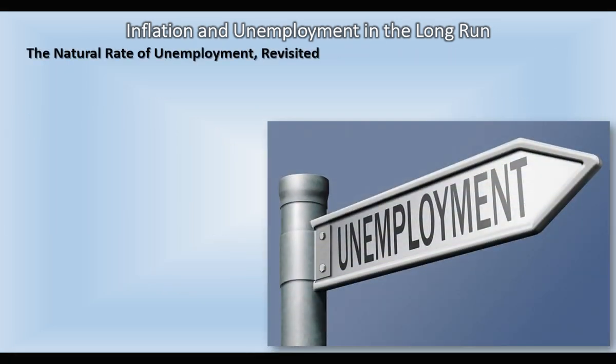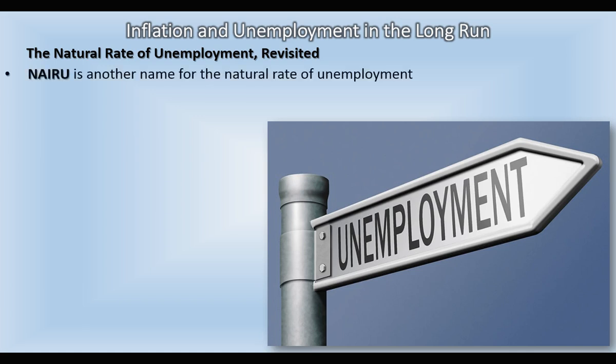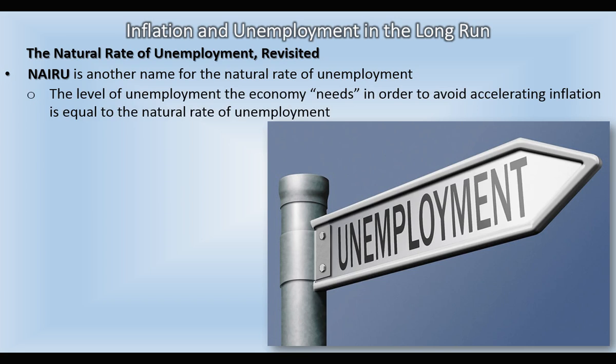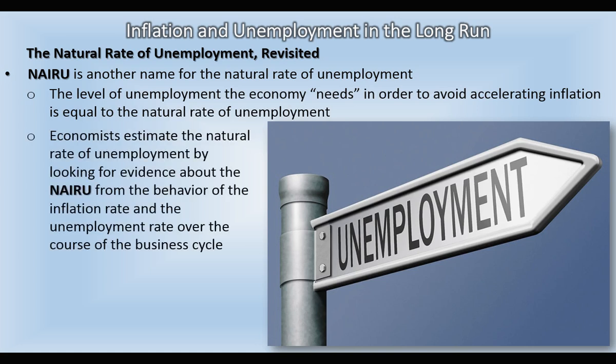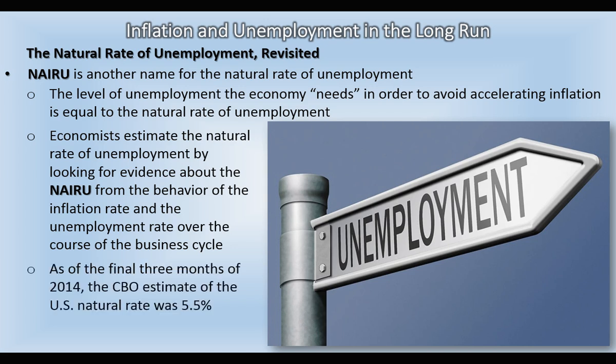So now let's establish the connection between the natural rate of unemployment and this NAIRU, the non-accelerating inflation rate of unemployment. NAIRU is just ultimately another name for the natural rate of unemployment. The level of unemployment the economy needs in order to avoid accelerating inflation is equal to the natural rate of unemployment. Economists estimate the natural rate of unemployment by looking for evidence about the NAIRU from the behavior of the inflation rate and the unemployment rate over the course of the business cycle. As of the final 3 months of 2014, the Congressional Budget Office estimate of the U.S. natural rate of unemployment, or the NAIRU, was 5.5%.